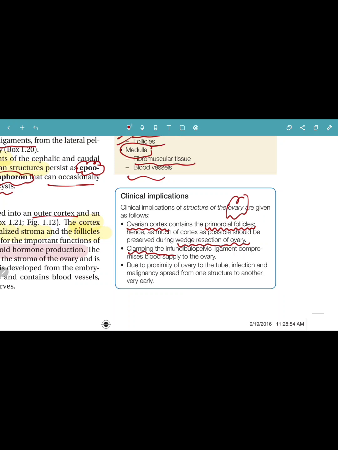Next, clamping of the infundibulopelvic ligament. Clamping of the infundibulopelvic ligament compromises the blood supply to the ovary. Due to the proximity of the ovary to the tube, infection and malignancy spread from one structure to another very early.